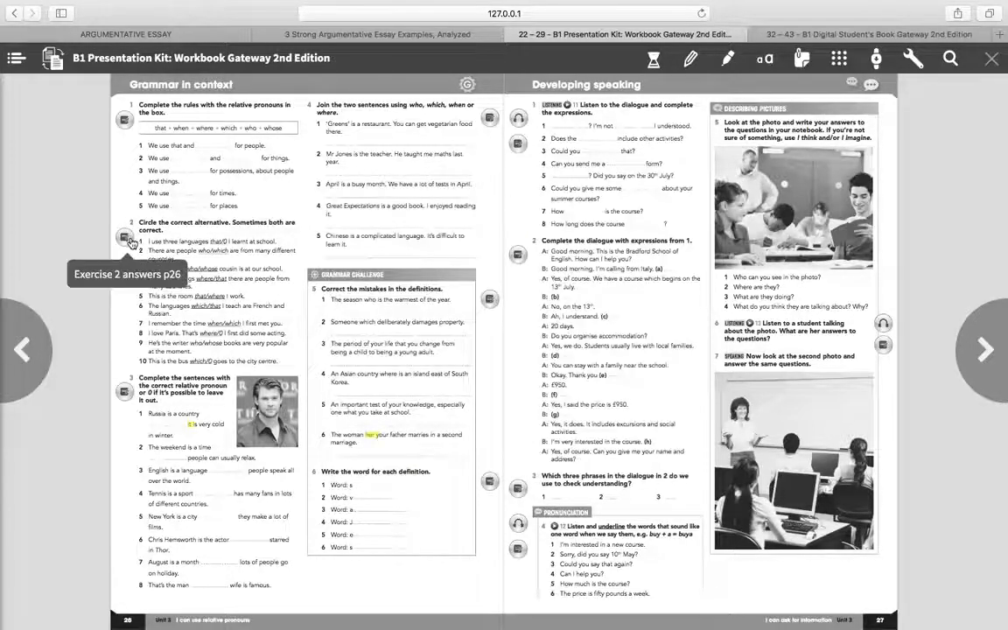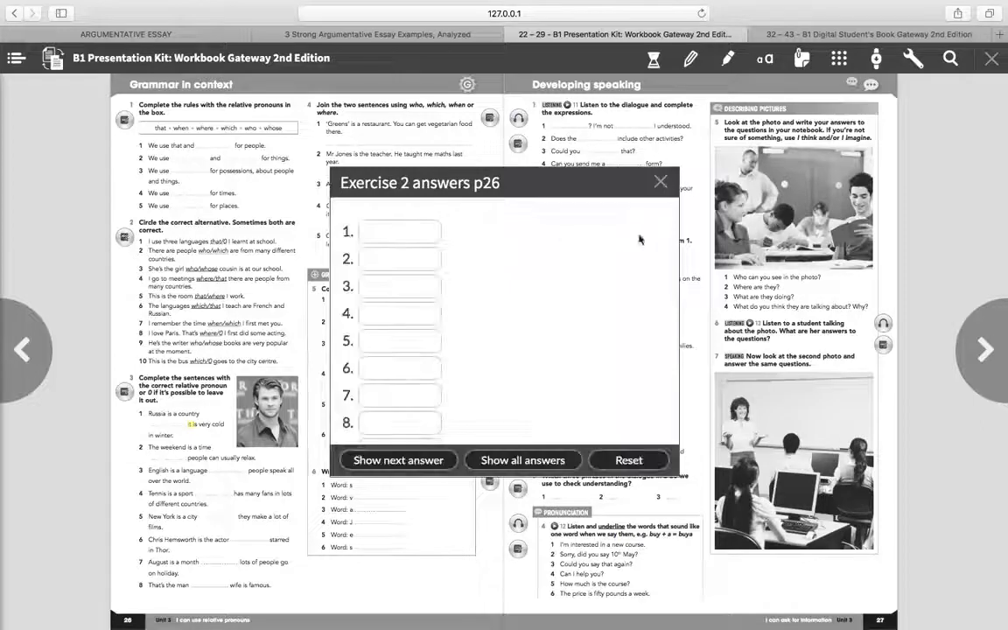And for that exercise, circle the correct alternatives. Sometimes both are correct because as you can remember, we can omit it. We can omit who, which, or that. Therefore, you can see a 0 here. But I think you know it very well because you're smart students. Okay, I used 3 languages that I learned at school. I think you can use that or 0 here.